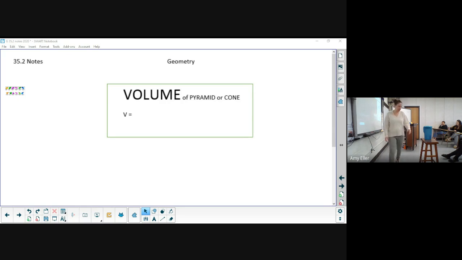So I have some figures up here. We'll go with this one. I'm going to fill the pyramid with water and dump it into the prism. How many of these do you guys think will fit in here? I don't know if this visual helps you. How many times do you think I can fit this full of water into here?